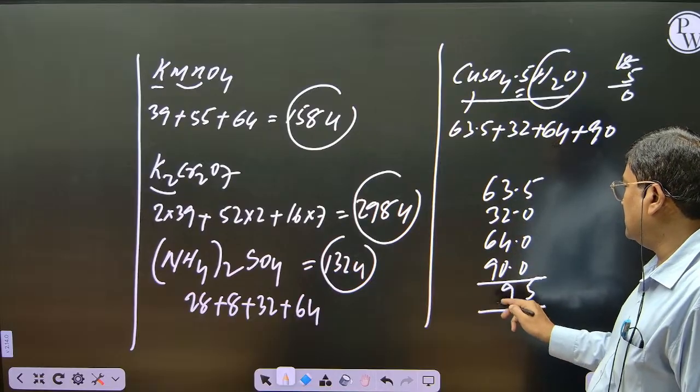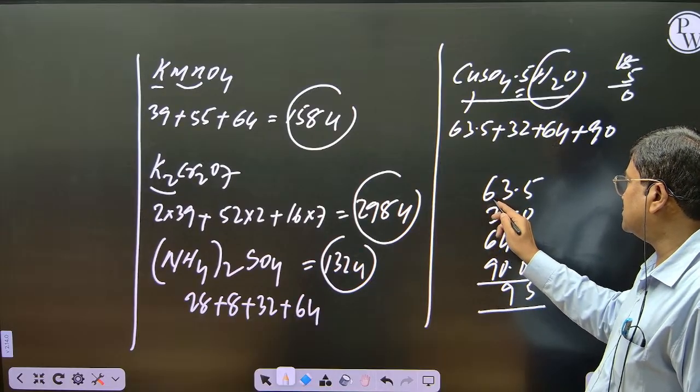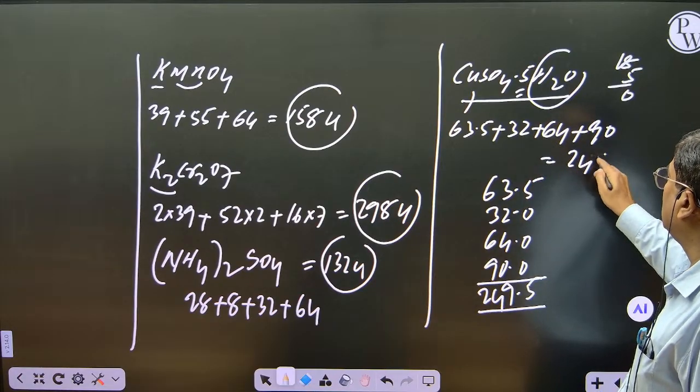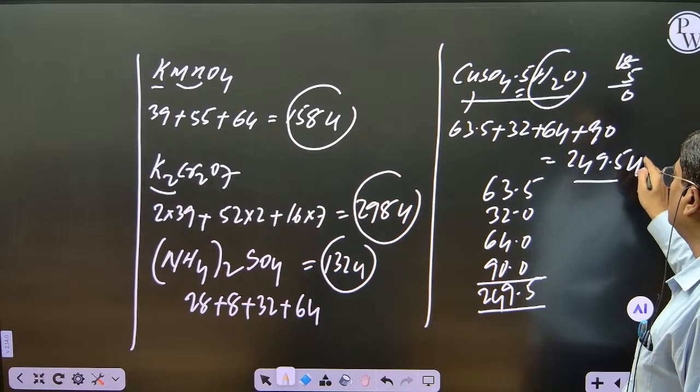6 plus 3, 9. This is 15. 15 plus 6, 21. 249.5 you get. Check, is it coming 249.5 or not? Unit will be U. What is U?